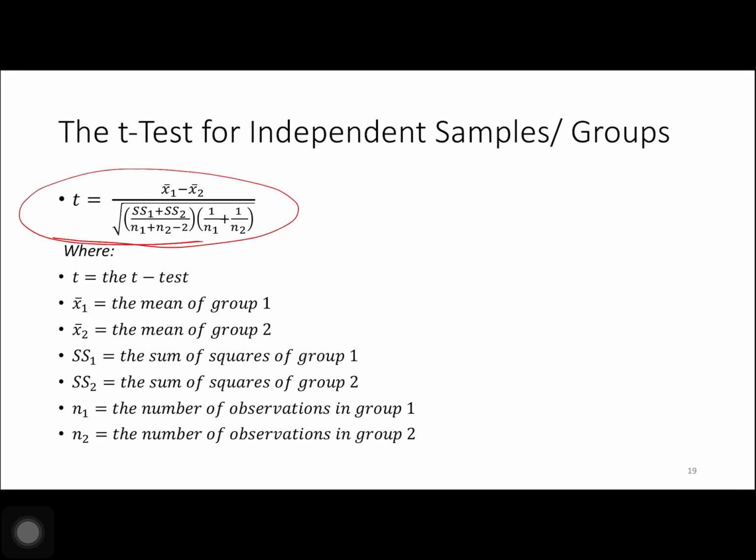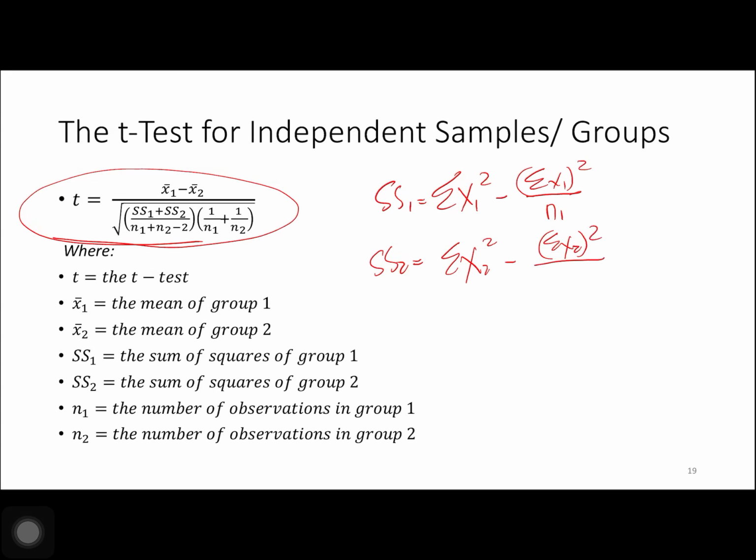So how do we compute for the sum of squares? Sum of squares 1 is equal to the summation of x1 squared minus the summation of x1 squared over n1. Also for SS2. SS2 is equal to the summation of x2 squared minus the summation of x2 squared over n2.